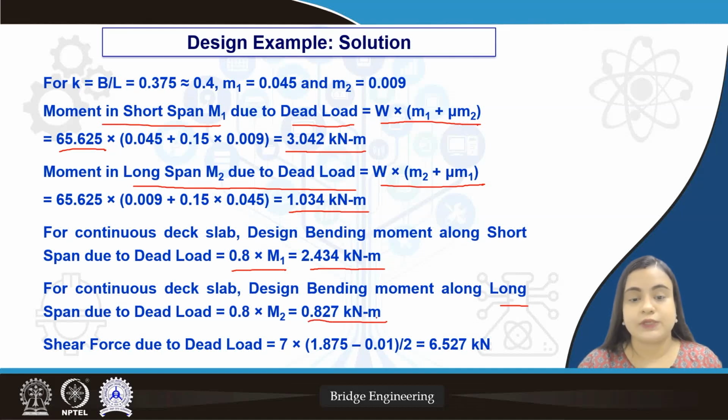Shear force due to dead load can be obtained by using the fundamentals of mechanics, that is equal to 7 kilonewton per meter square dead load times (1.875 meter minus 0.01 meter) divided by 2, that is equal to 6.527 kilonewton. Here 0.01 meter is the width of the stringer beams.